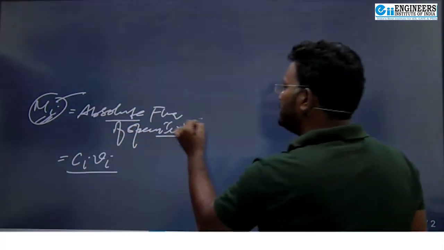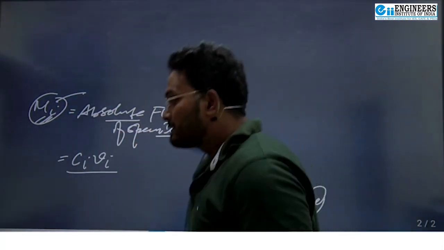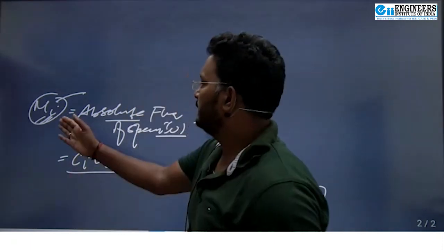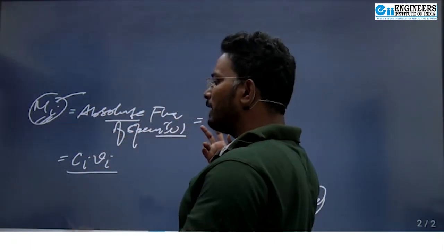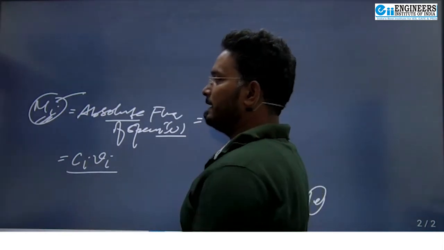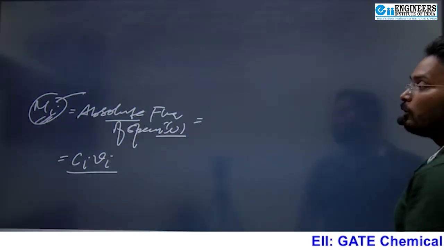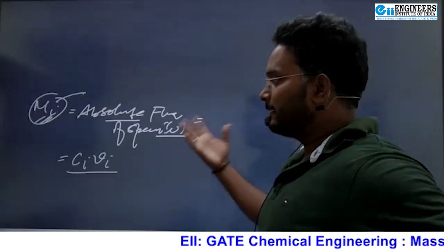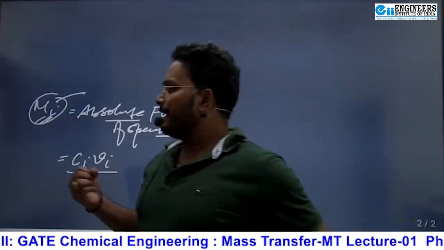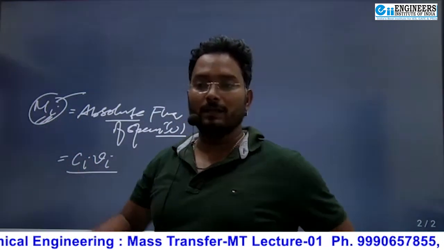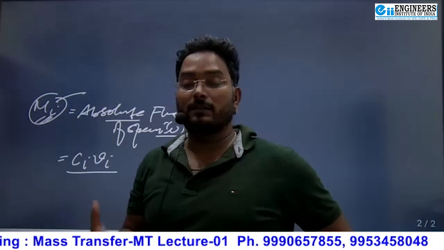What are we saying about absolute? Total molar. Why total molar? Listen, it is very interesting. Ni, the absolute flux of species I, is also called the total molar flux of species I. It involves two terms. That's why Ni is used in designing of equipment. If someone asks why Ni is important for design of equipment, you should say, sir, Ni includes the total molar flux of species I.